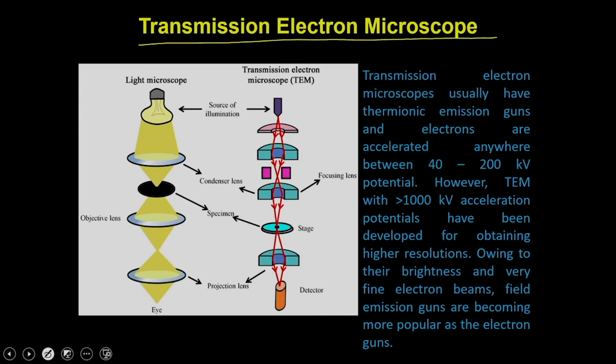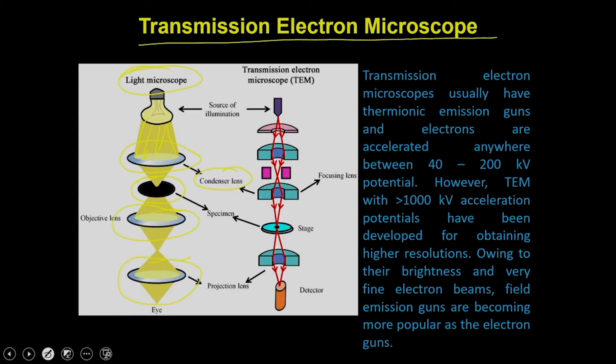I have given you a comparison. In this case you have a light microscope. The light microscope uses a bulb that sends the light, which is focused by a condenser lens and illuminates the object. Once it illuminates the object, you can capture the image with the help of the objective lenses, and then you can see that with the help of the eyepiece.